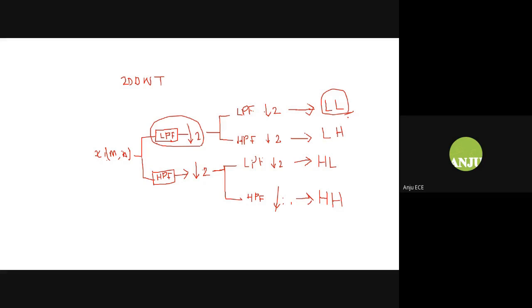Okay, so if I want to proceed to the second level of decomposition, this low-low band is again passed through a low pass filter and a high pass filter. I'll get low-low and low-high, and so on.